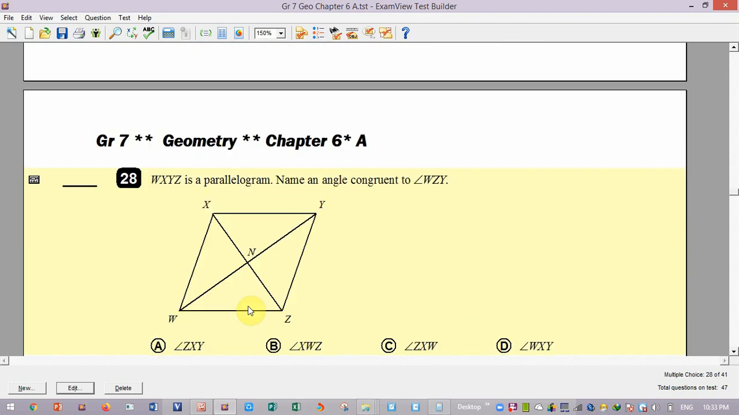28. WXYZ is a parallelogram. This shape is a parallelogram. Name an angle congruent to angle WZY. Z, and Y. All of these. Which angle is congruent? The opposite one, this angle. Angle X. W, X, Y, or Y, X, W. Which one? Yes, letter D. W, X, Y. Then 28, D. 29.